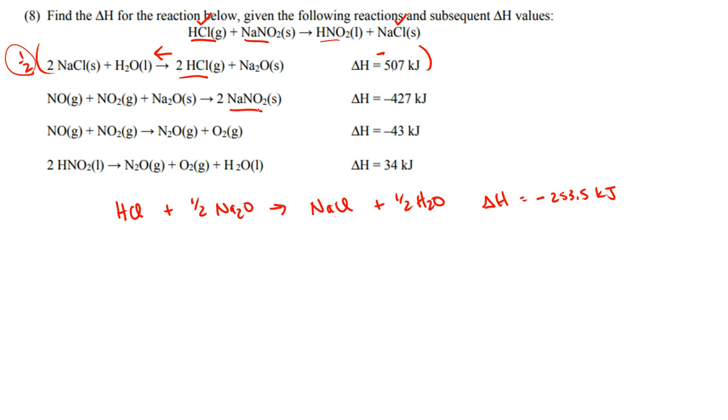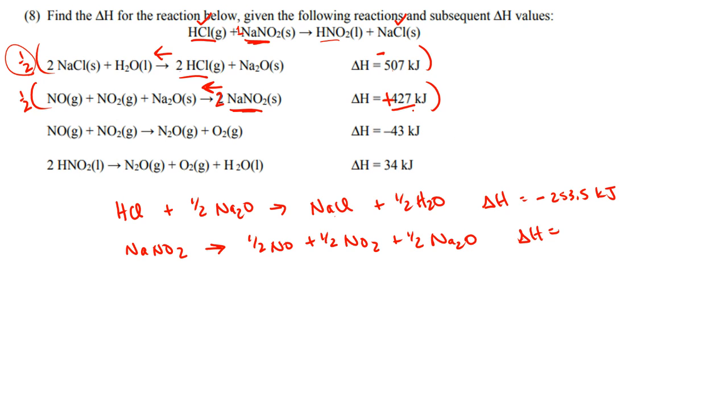It's right here. So I'm going to go ahead and, again, because I have a reactant here and I have a product here, I'm going to flip. That minus is going to become a plus. I have 2. I only need 1, so I'm also going to chop it in half. So when I rewrite this guy, I'm going to have only 1 NaNO2. We're going to have half an NO, half an NO2, and half an Na2O. Delta H is going to be half of positive 427, which is going to give us a positive 213.5 kilojoules.